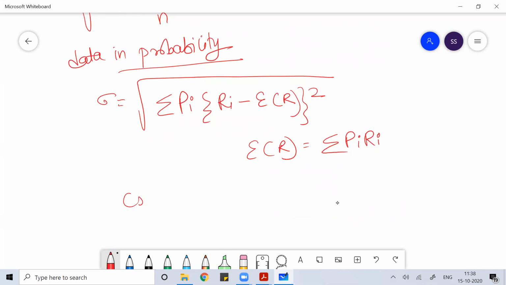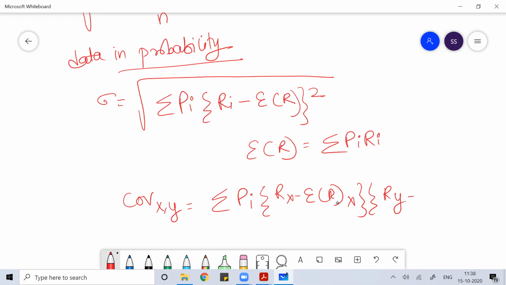The covariance between x and y, when it is given in probability, is the summation of pi into (rx minus ERx) into (ry minus ERy). This is the formula of covariance when the data is given in probability.